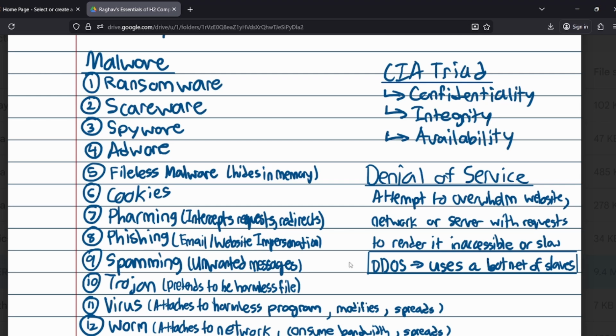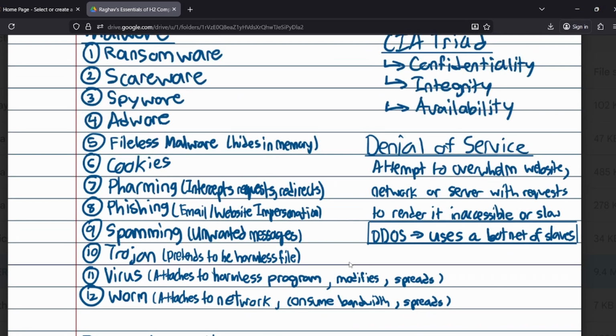Then a worm is slightly similar. It attaches to a network, consumes bandwidth, and spreads. Then we have one of my favorites. If you like Low Orbit Ion Cannon, then you will like DoS or DDoS.